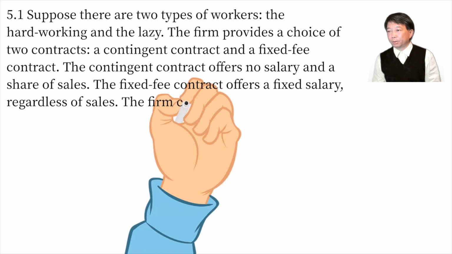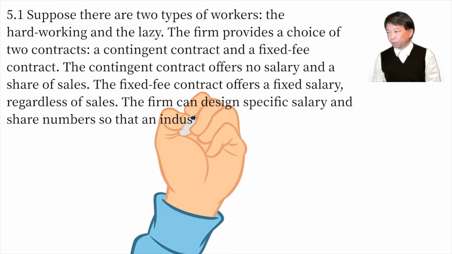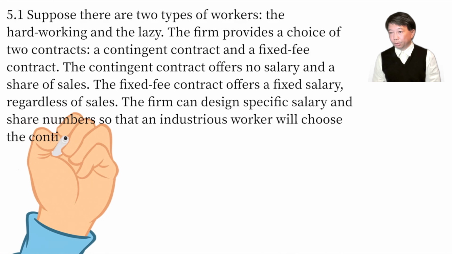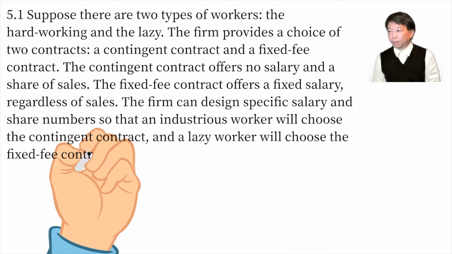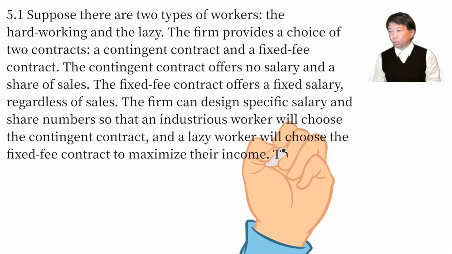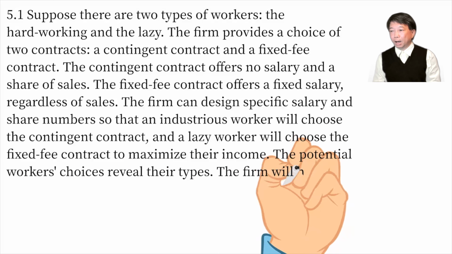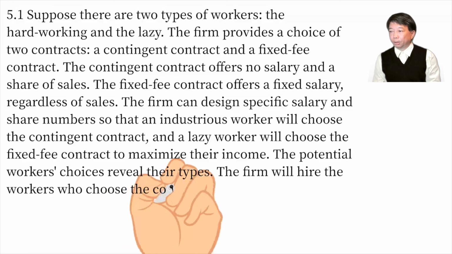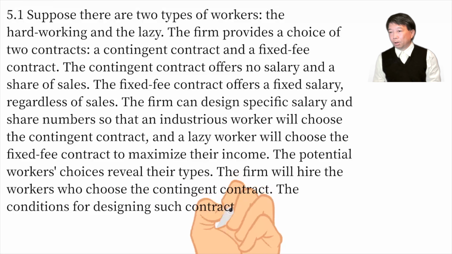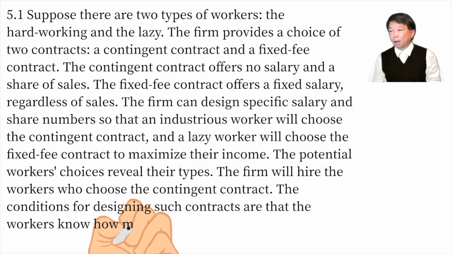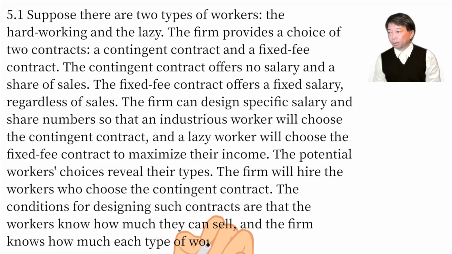The firm can design specific salary and share numbers so that an industrious worker will choose the contingent contract and a lazy worker will choose the fixed fee contract to maximize their income. The potential workers' choices reveal their types. The firm will hire the workers who choose the contingent contract. The conditions for designing such contracts are that the workers know how much they can sell and the firm knows how much each type of worker can sell.